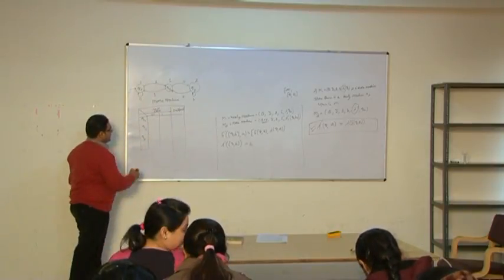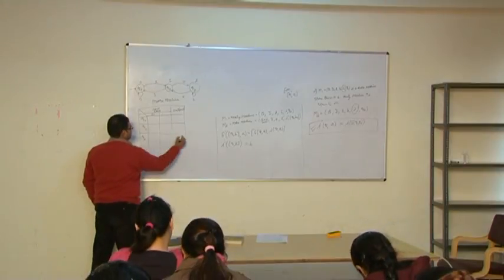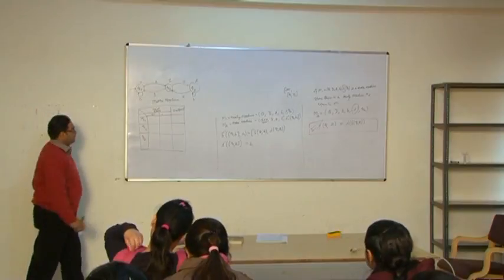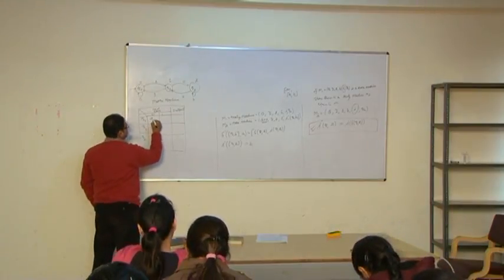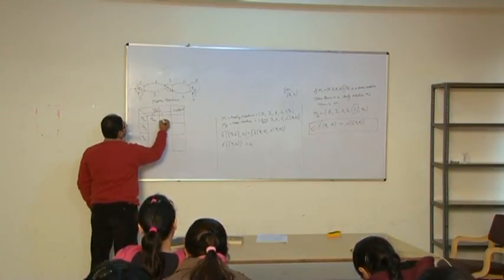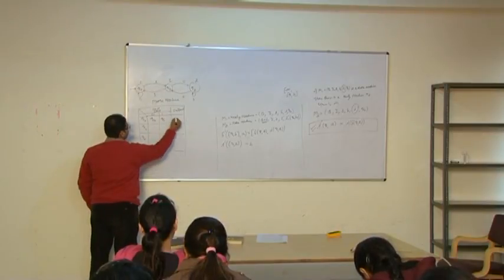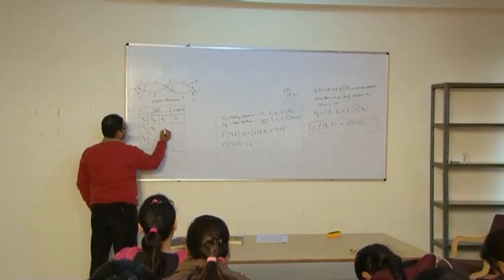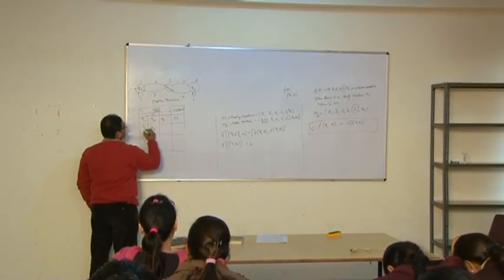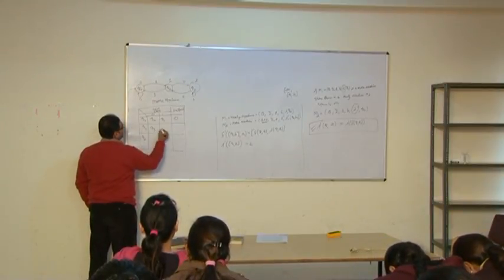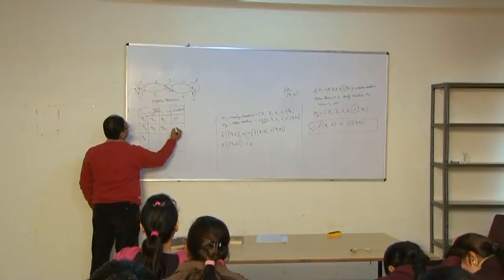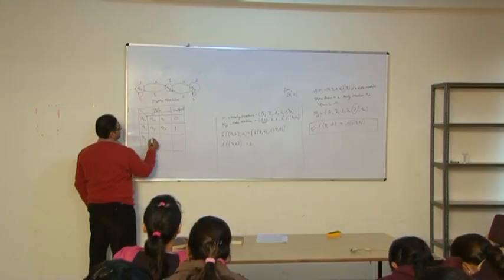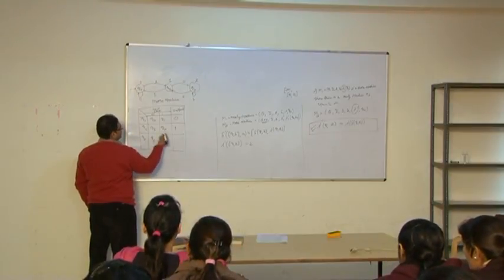So now just complete it. Q0, output 0. When Q1 is 0, it goes to Q1, 1. Q1 is 0, it goes to Q2, 1. Q2 0, Q2, Q1, and Q1 1.